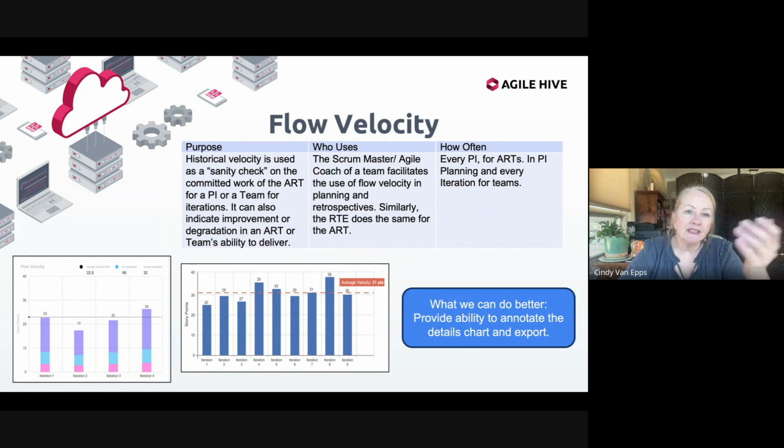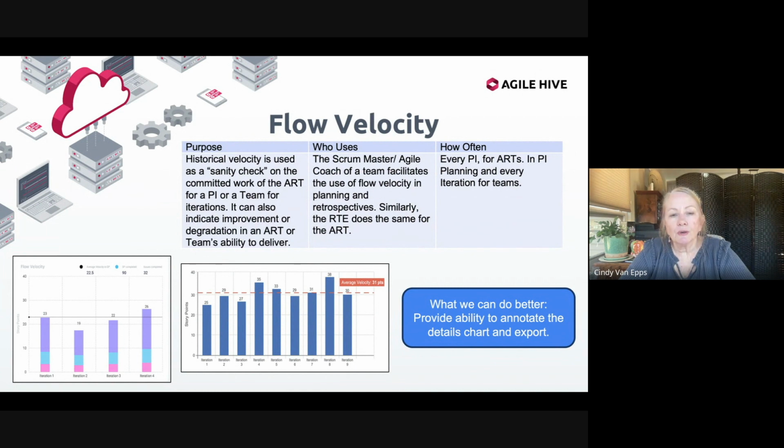Well, it's a sanity check on the committed work of the ART for a planning interval or a team for iterations. It can also, when we have a trend over time, like these sample charts show us, indicate whether we've had some improvement or degradation in our ability to deliver. Who uses this? Scrum Master, Agile Coach on the team, RTE on the ART.